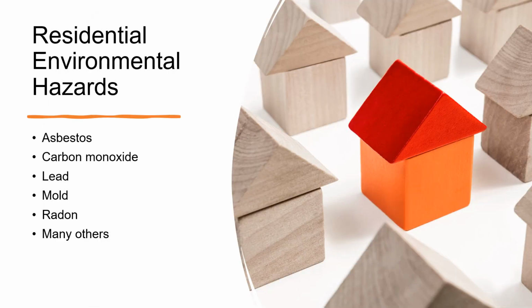Much of what we've covered in this section has applied mainly to hazards in an occupational setting. For the last lecture of this section, we're going to discuss hazards that you encounter specifically in a residential setting. So we're going to discuss common harmful residential hazards that you have likely heard of, such as asbestos, carbon monoxide, lead, mold, and radon. There are many other residential environmental hazards. These are just some of the top ones that you are more likely to encounter in your living space.